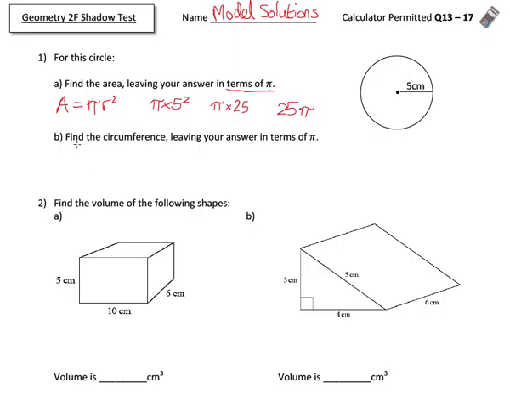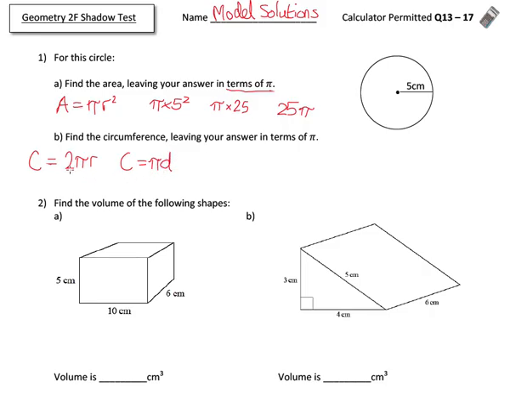Okay, on the next bit it says find the circumference. Now the circumference, remember, is the distance around the outside of the circle. And we can find the circumference with a couple of formulas. One of them is 2 pi times the radius, 2 times pi times the radius. And the other one is pi times the diameter. And which one you're going to use just depends on what you've been given in the question.